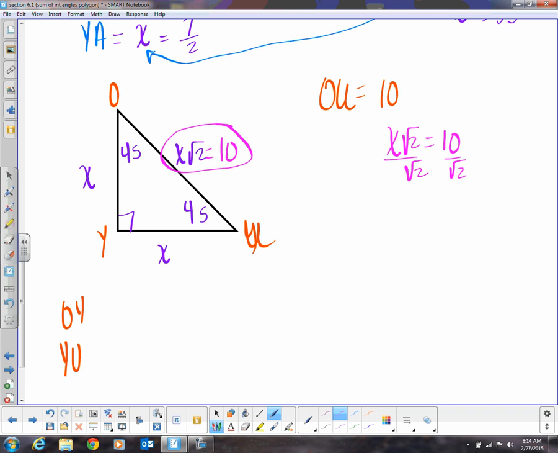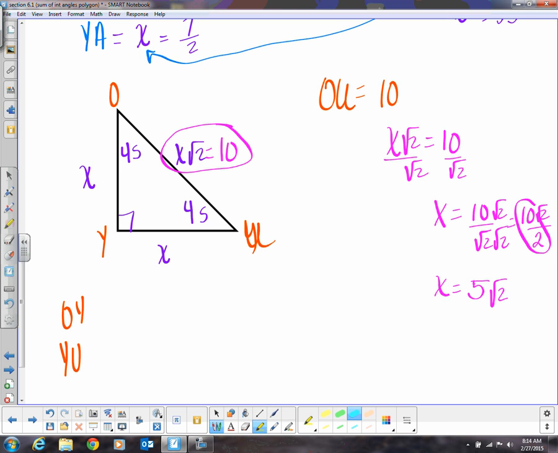Okay. So x is equal to 10 over the square root of 2. Now what? Rationalize it. 10 square root of 2 over what's square root of 2 times square root of 2? Square root of 4, which is what? So what's 10/2? So that's going to be 5 square root of 2. Now that is x, all right?